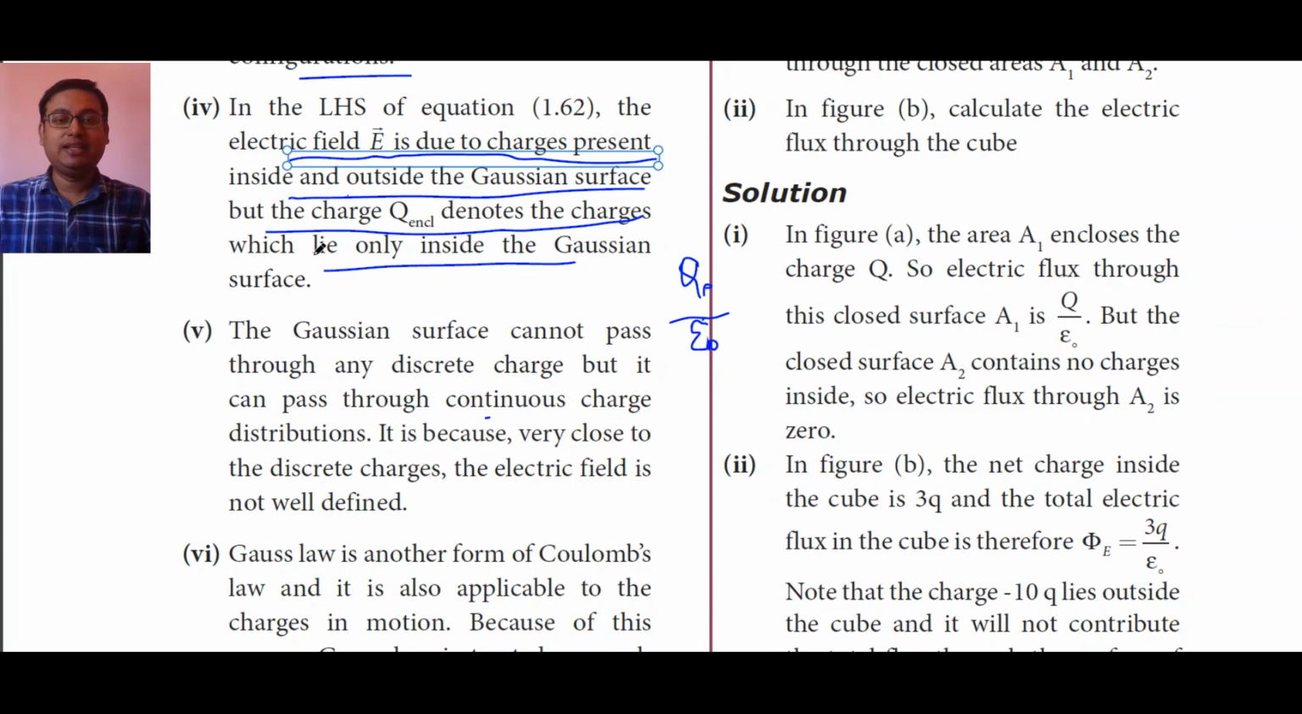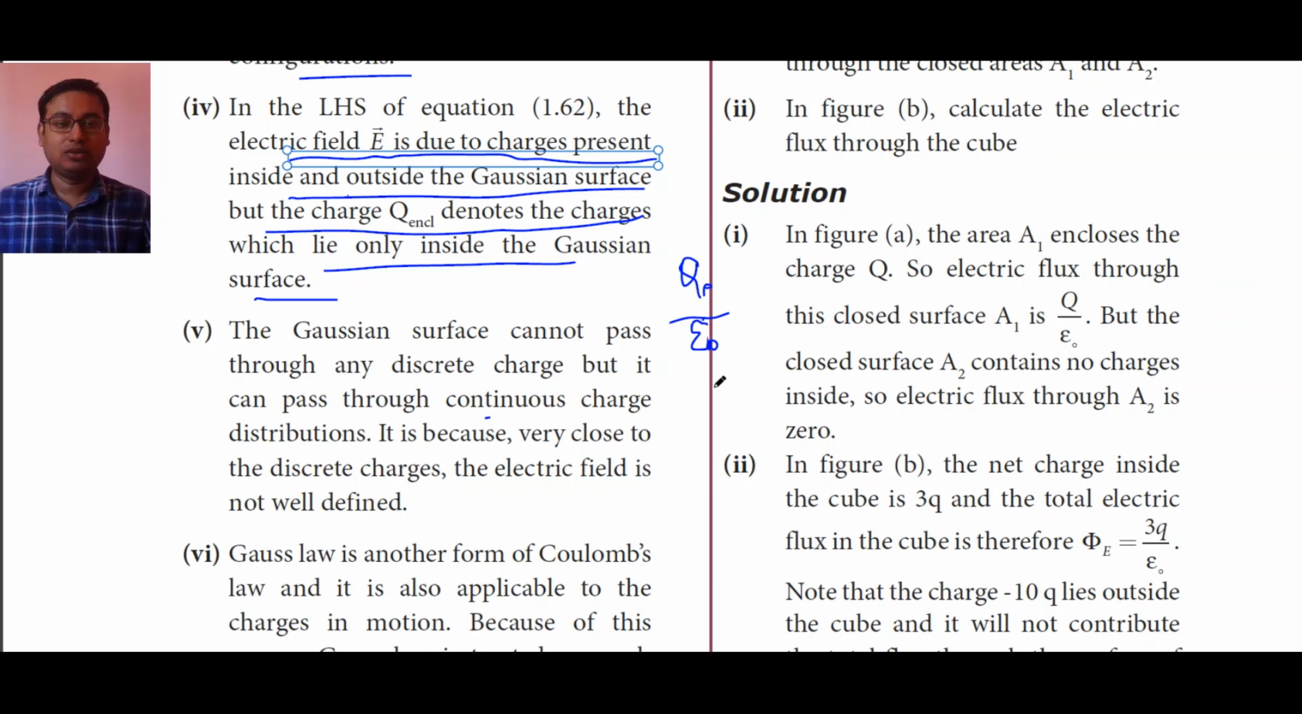Which is chosen. When we write psi is equal to q by epsilon, there the q may be outside or inside or on the surface, but when we write psi is equal to q enclosed by epsilon naught, that means the charge is perfectly inside the Gaussian surface. That is q enclosed, as you have seen earlier, q enclosed by epsilon naught.